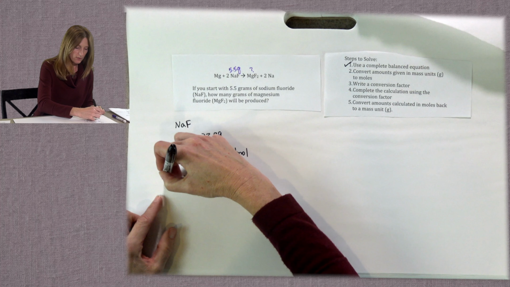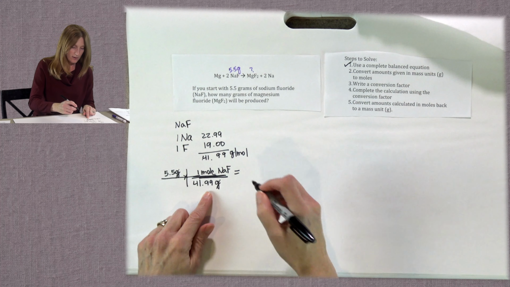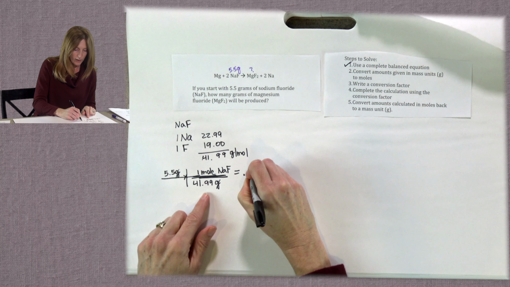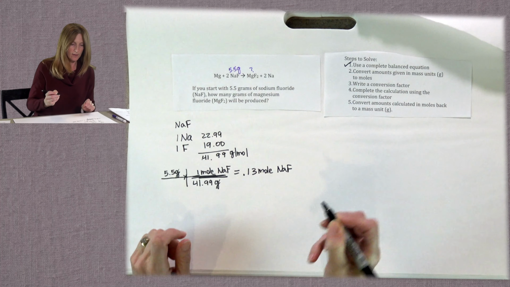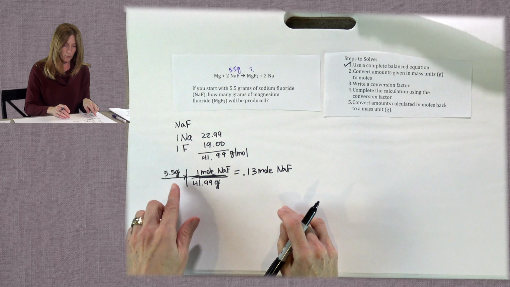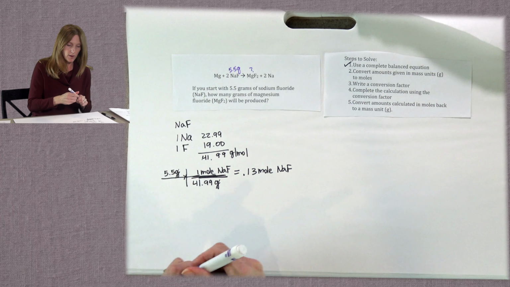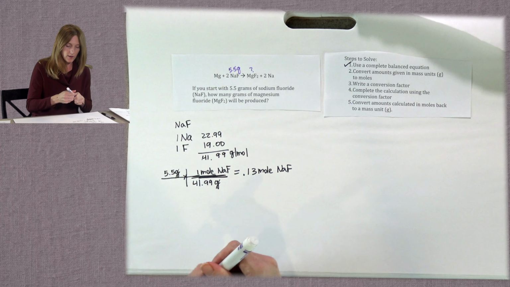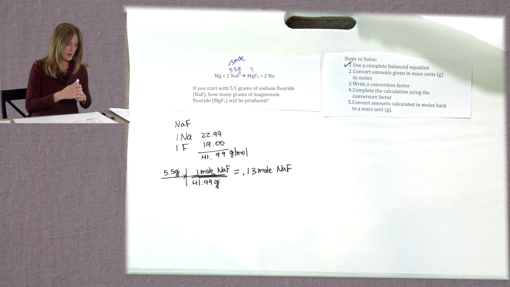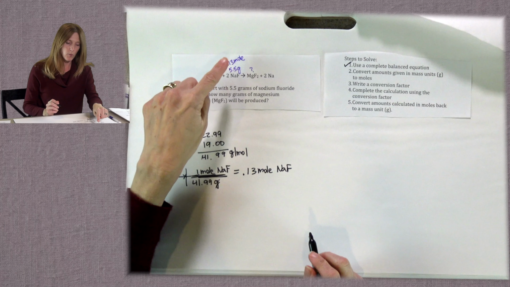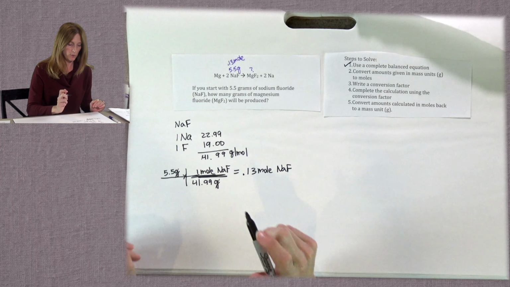So now that we've set our problem up, we take 5.5, divide by 41.99, and we find that we have 0.13 moles of sodium fluoride. So remember, 5.5 grams is equivalent to 0.13 moles. It's essentially the same thing. So I'm going to write this up above our equation so we can remember what information we have. We now know we're starting with 0.13 moles of sodium fluoride, and we are now going to figure out how much magnesium fluoride will be produced.